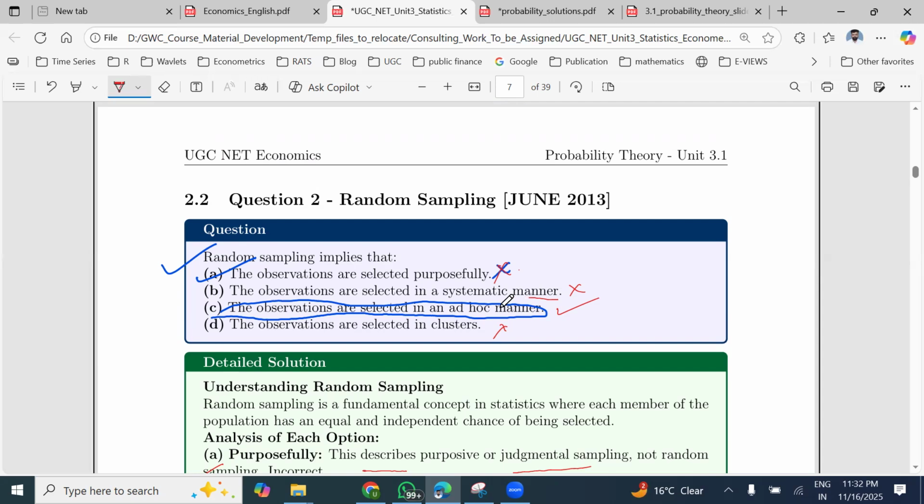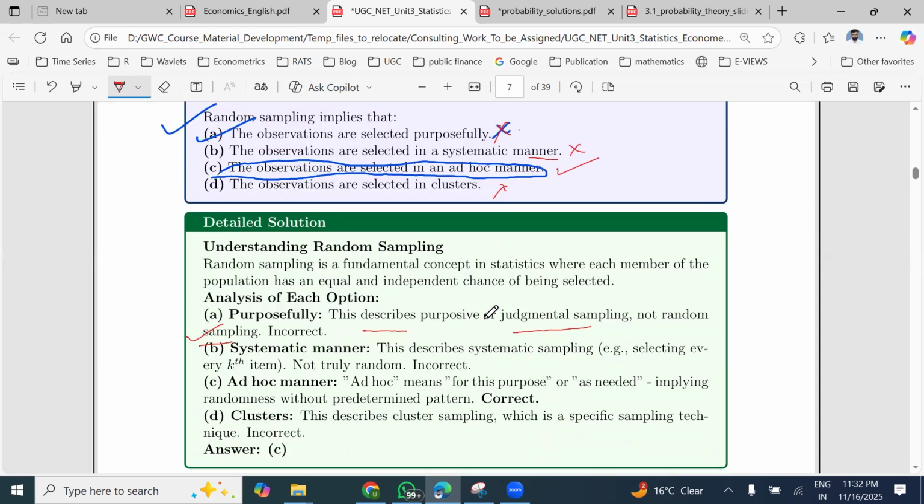Sir, random sampling is... okay? It means this choice is telling you systematic sampling, right? You might have studied systematic sampling, like selecting every kth item. Suppose in a village, after every 10 households you want to choose a particular household. That's systematic sampling. So it is not random. That is why it is incorrect. Is it clear, Chinmay? Yes, sir.